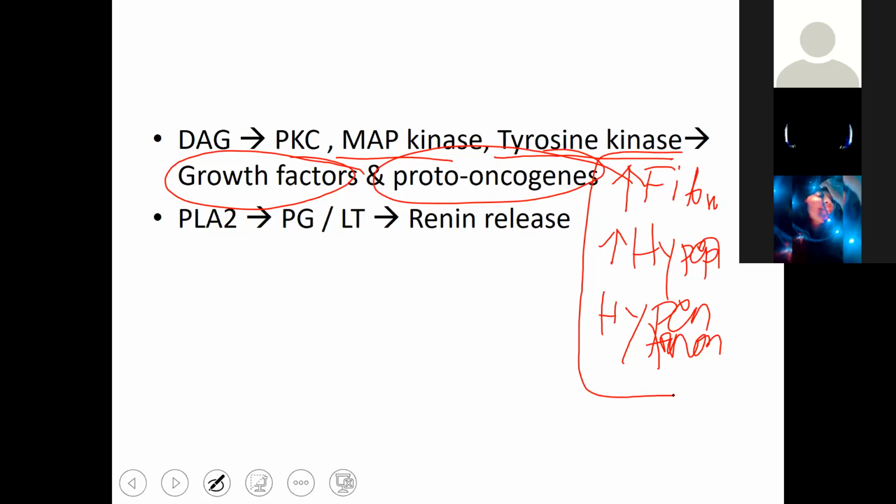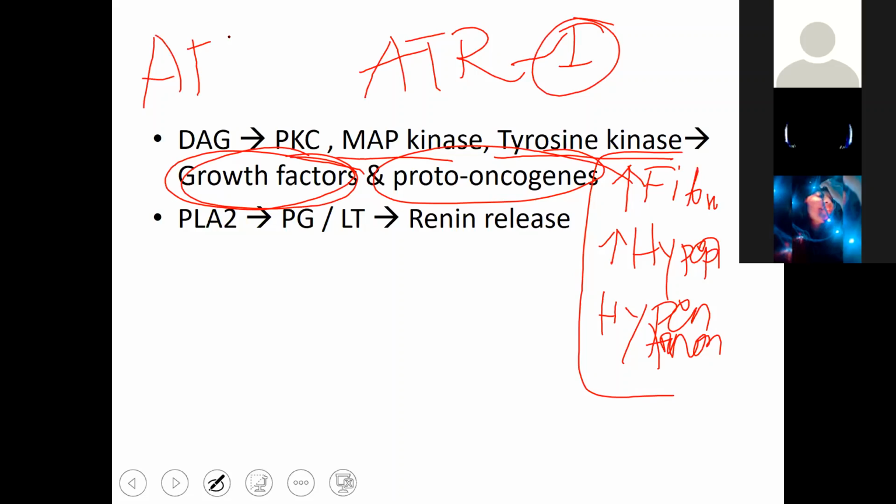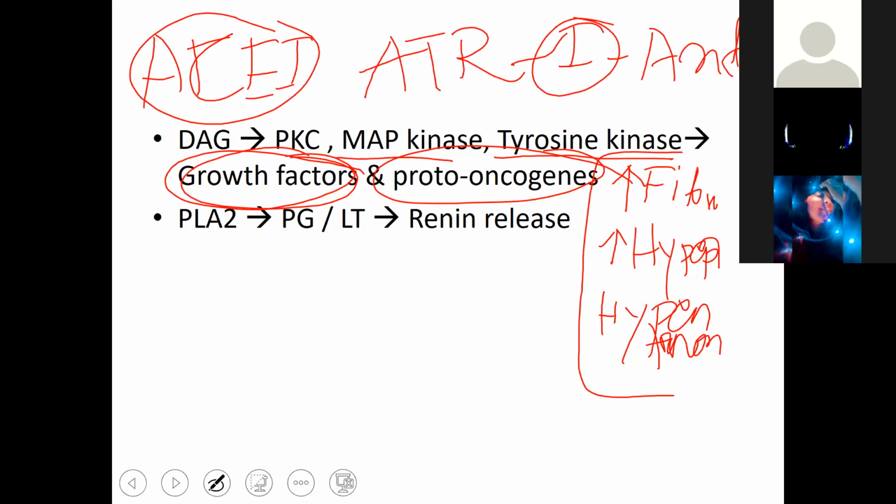At the same time, the normal growth of the baby in utero is because of the growth factors. So any drug which inhibits the angiotensin receptor 1 is fetopathic. Even ACE inhibitors and angiotensin receptor antagonists are all fetopathic because they inhibit the proto-oncogenes and growth factors.